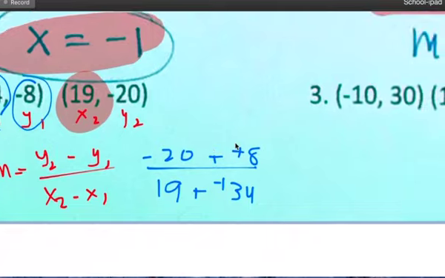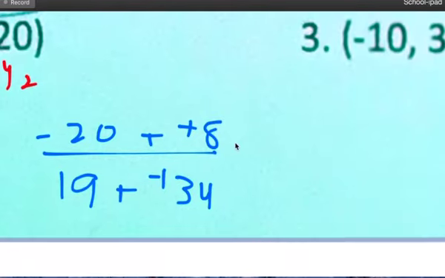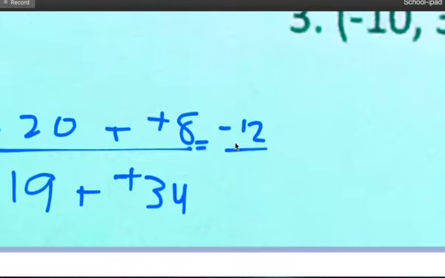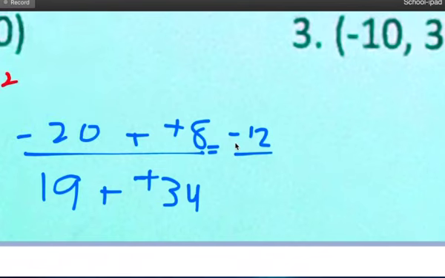Positives. Okay, so your answer then is -12 over, let's see, 15? Yeah. No, add them together. I'm subtracting. Add them together. Is that 19? Yeah. 53. Cannot be reduced, and that's your answer.